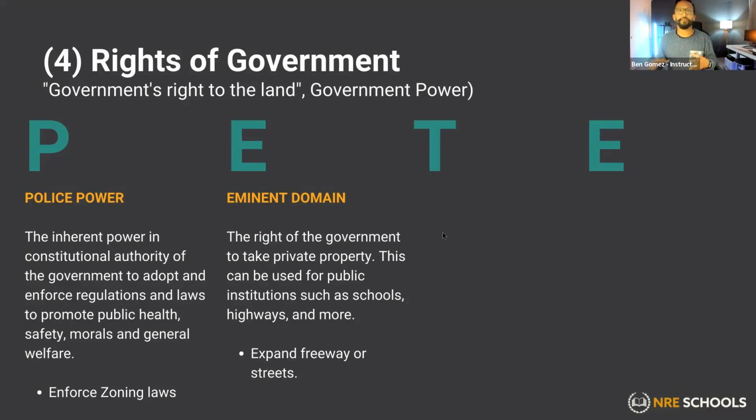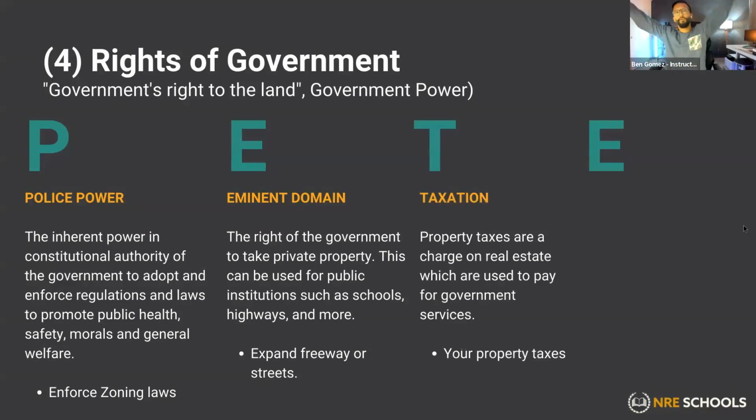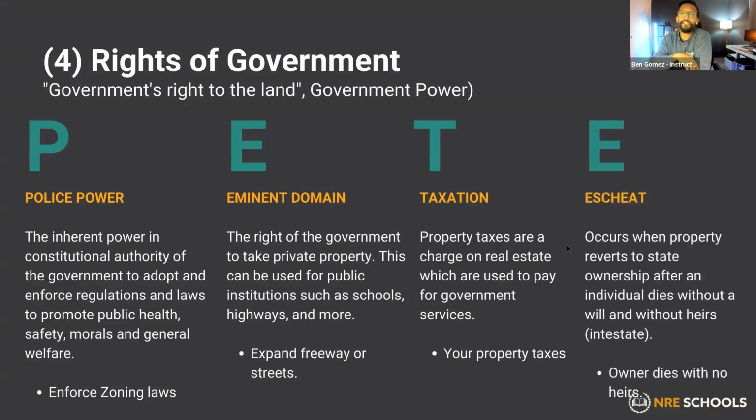But eminent domain is the right of the government to take private property. There has to be a good reason for it. T stands for taxation. You already knew this one was coming. You own property? Cool. The government's going to tax you on it. You're going to pay property taxes on that land. And then E stands for escheat.